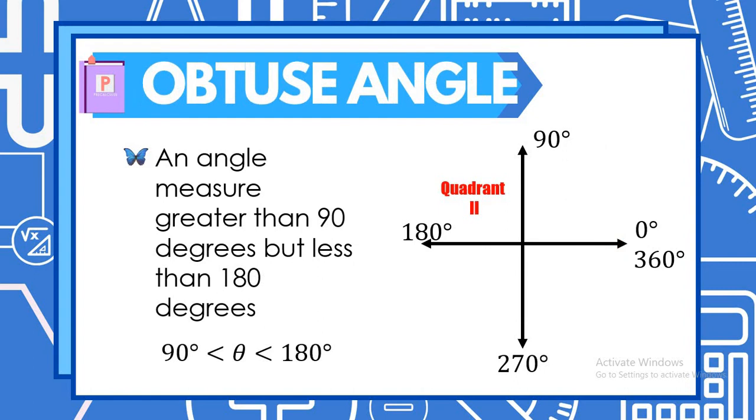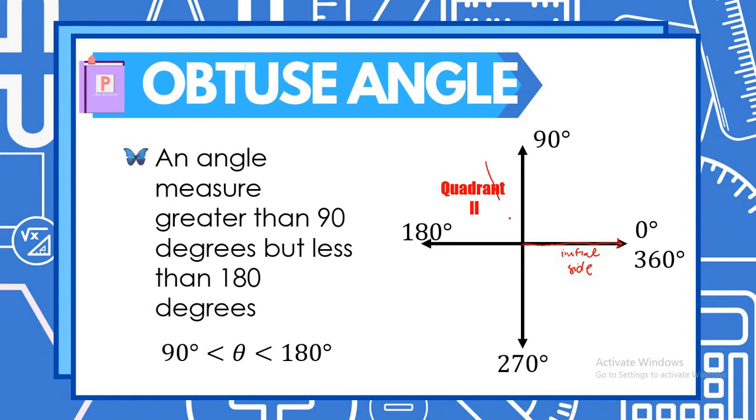Moving on, we also have the obtuse angle, whose angle measure is greater than 90 but less than 180 degrees. Or in terms of inequalities, theta is greater than 90 but less than 180. So the terminal side of all obtuse angles will always lie on the second quadrant. So again, all initial sides will always be at the positive x-axis. So if we have an obtuse angle, its angle measurement should be in between 90 to 180 degrees. Therefore, the terminal side will always lie on the second quadrant.